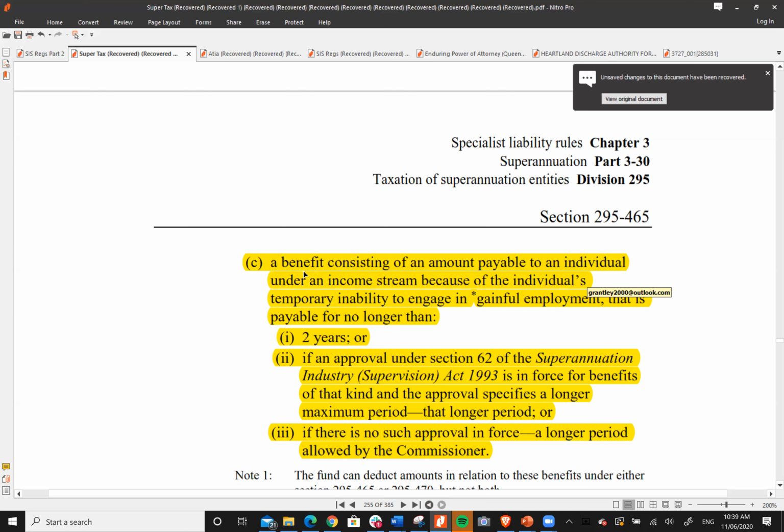So the Commissioner has actually released an approval under 295-465(C)(2), and it goes until age 65. It used to be the 2-year rule. So what that means is we can pay salary continuance and get a tax deduction for insurance premiums up to age 65, and likewise, these payments being made to Angel, as I said before, can go to age 65 unless she dies, becomes permanently incapacitated, or goes back to work in the meantime. Then, if we have a look at that, those payments can be made.